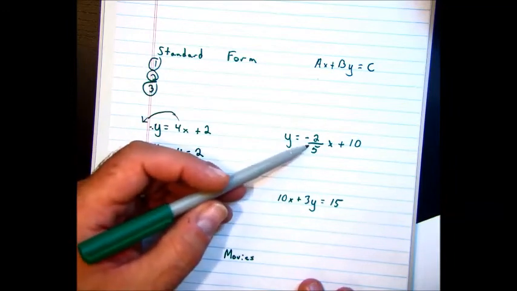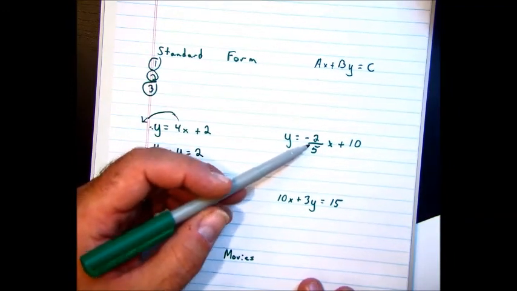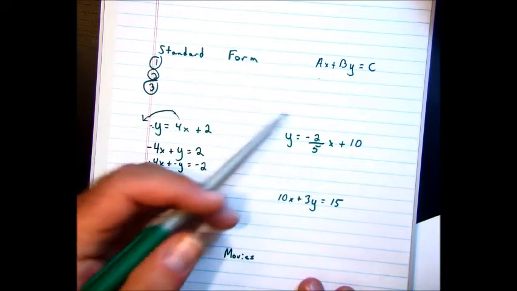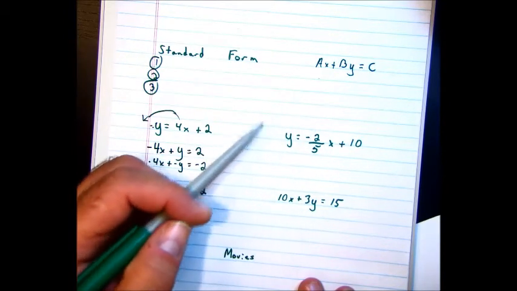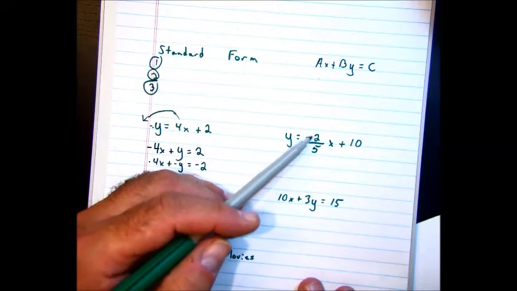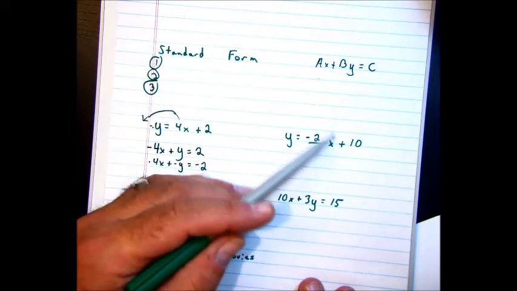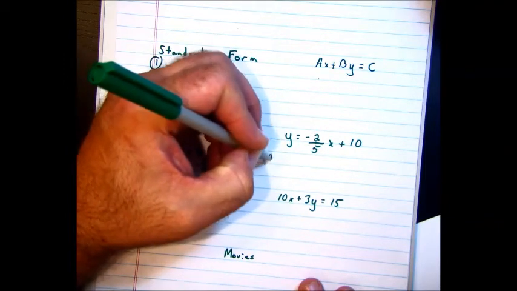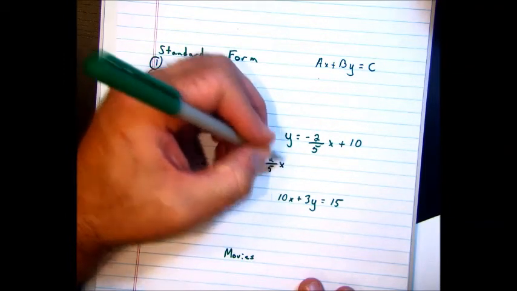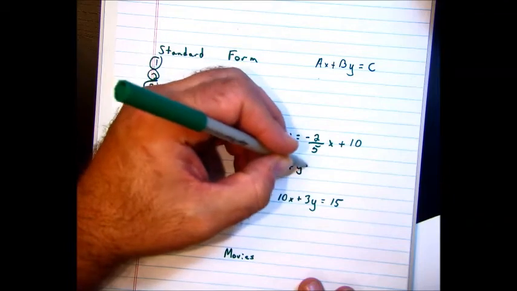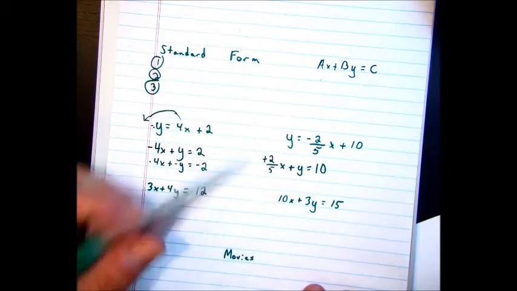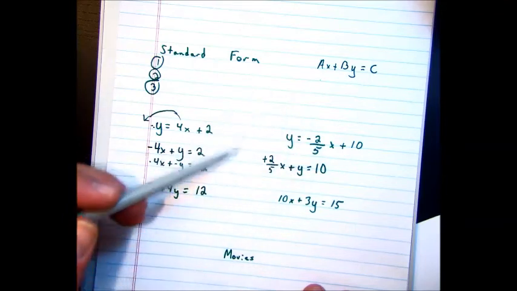Okay, here's the next problem. It's written in slope-intercept form. I need to change it to standard form. So to change it to standard form, I've got to move this over the equal sign. Here it's -2/5 x. When I move it over, it's going to become +2/5 x plus y equals 10. Everything stays where it was. The only thing I moved was the x.